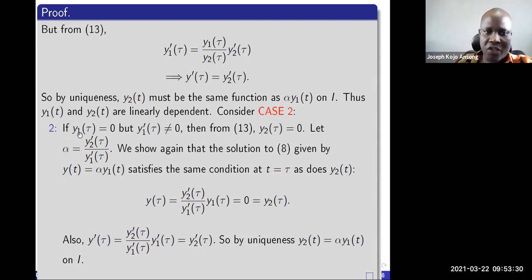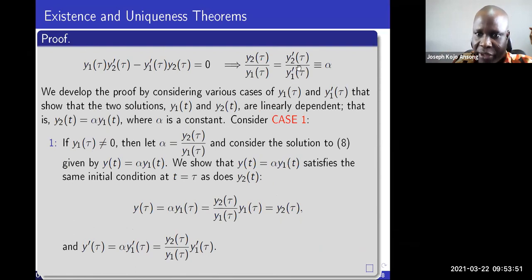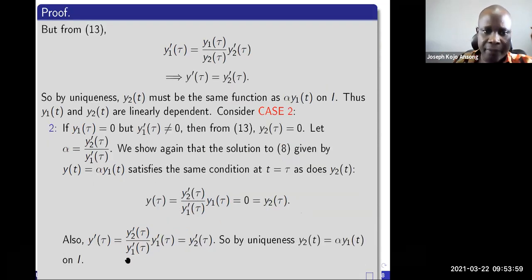In case 2, we are going to assume that y1 at tau is 0, but y1 prime at tau is not 0. If y1 is 0, we will show that y2 at tau is also 0. We will show that shortly. Since y1 prime is not 0, if you go back here, we can let our alpha be equal to this. Alpha now is y2 prime over y1 prime.